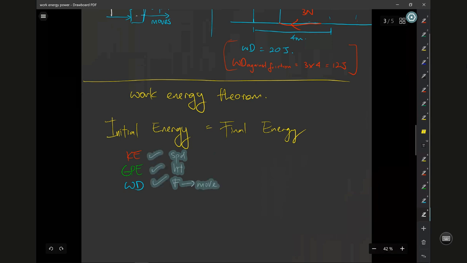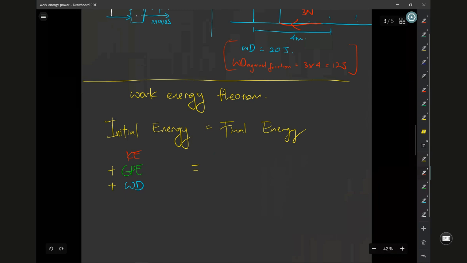Basically the initial energy is the summation of all these 3, so KE plus GP plus work done. In some cases this can be 0, this can be 0, and maybe this is like 5, so the initial energy is 5. In some other cases the KE could be 2, the GP 2, and the work done 0, so the initial energy is 4. But regardless, this has to be equal to the final energy.